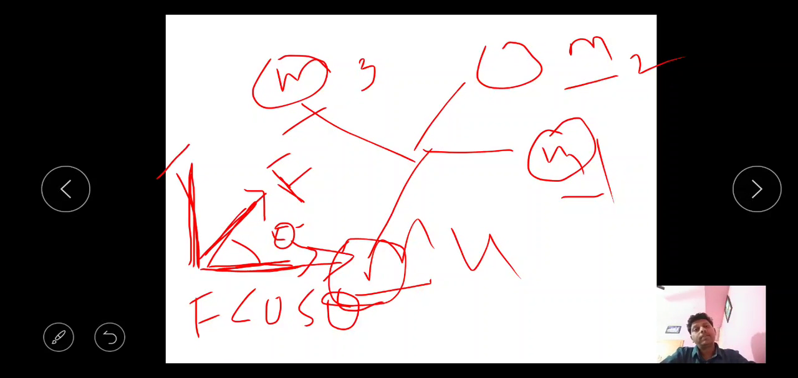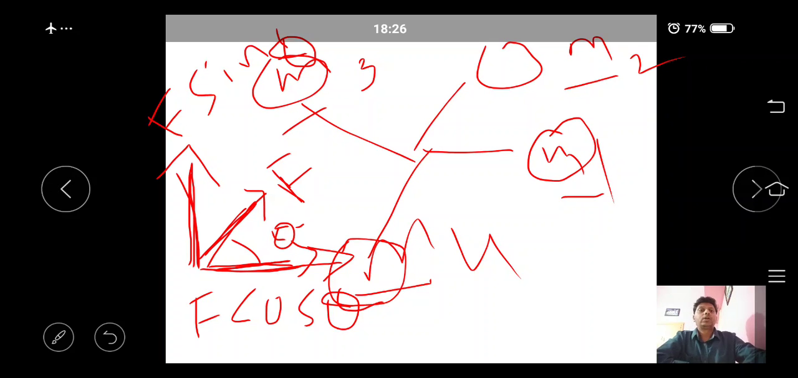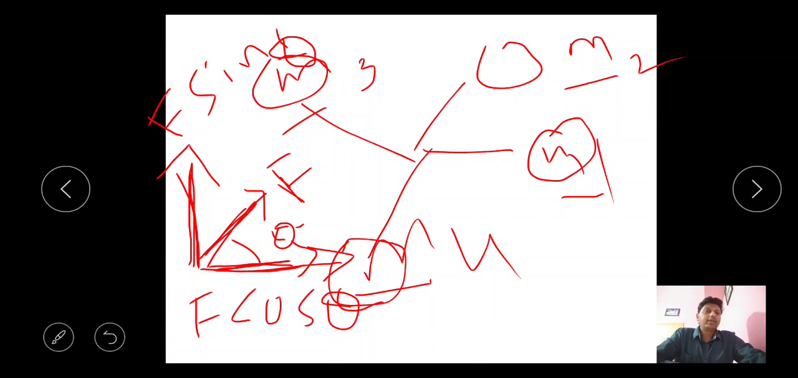So what will be the vertical? This is called vertical because the line is vertical. What will be the vertical component? The vertical component will be F sin theta. So what are the horizontal and vertical components of F? The horizontal component is F cos theta and the vertical component is F sin theta.